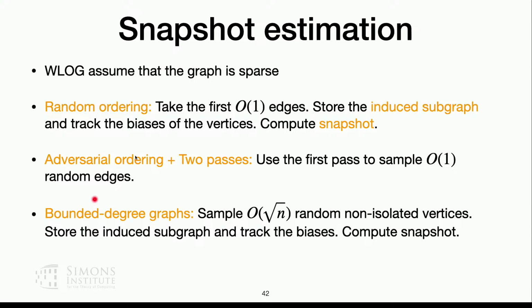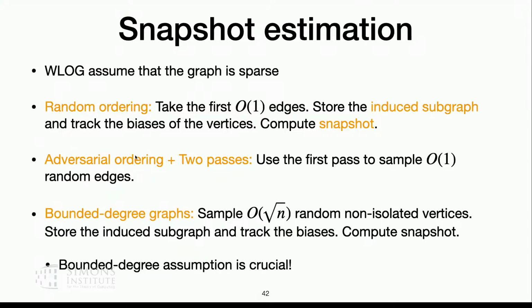And even for bounded degree graphs, the idea is that we want to get random edges, but in adversarial ordering, you don't have random edges. The closest thing you can do is sample random vertices and look at the induced subgraph. The hope is that if you sample enough random vertices, then you can apply concentration bounds to approximate this snapshot well. And it turns out that if you're looking at bounded degree graphs, square root of n vertices suffices. So far, all good, simple.